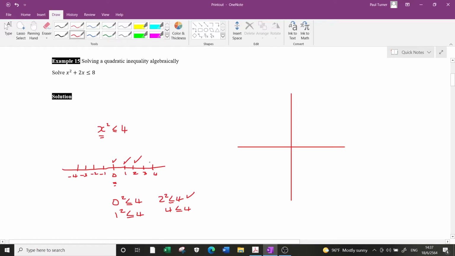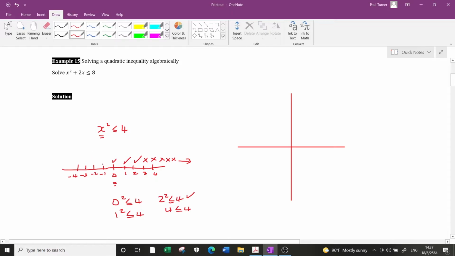But what about when we go to 3? 3 squared is going to be 9, which is not less than 4. 4 squared is 16, not less than 4. So you're not going to find any more that are correct in this direction. They're all going to be wrong.